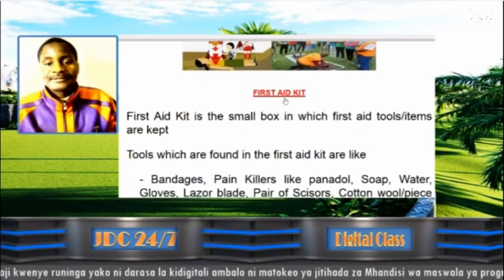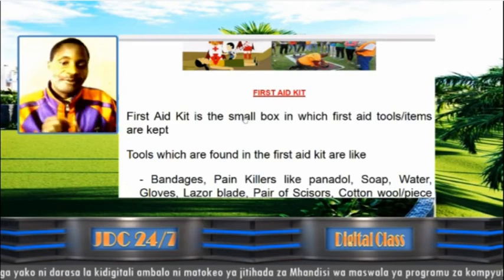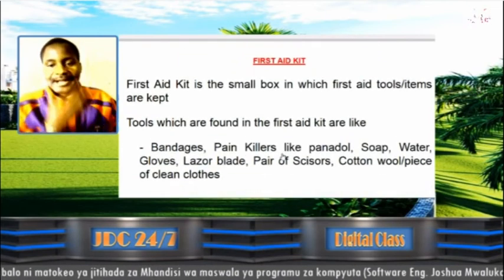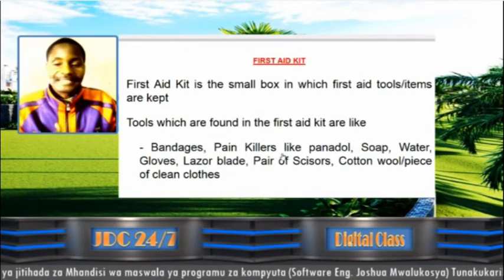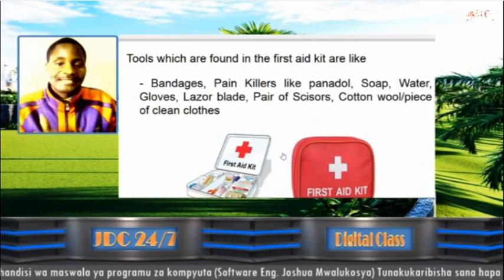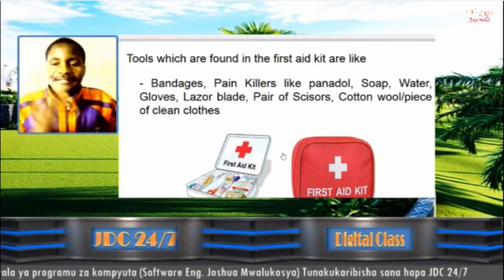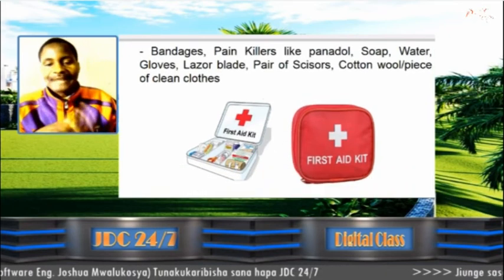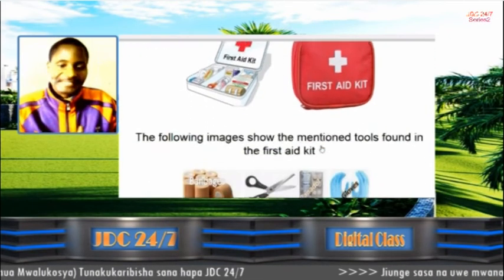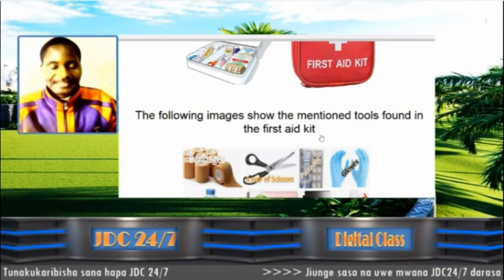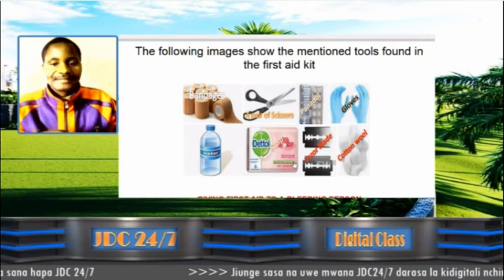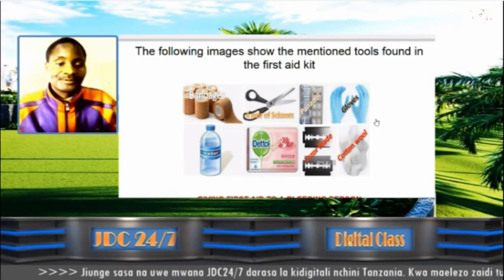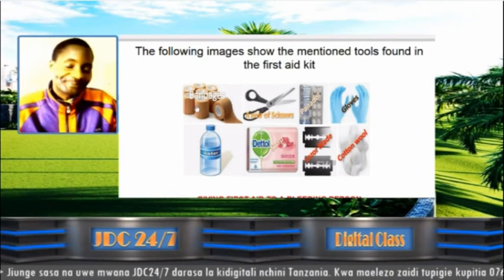And we went through the first aid kit, of which we have said it is the small box in which first aid tools or items are kept. Tools found in the first aid kit are bandages, painkillers like Panadol, soap, water, gloves, razor blade, pair of scissors, cotton wool, and so on. We have seen the images of the first aid kit, and as we have said earlier, these are the tools found in it. However, these are only some of them. You are likely to have more and more, right?